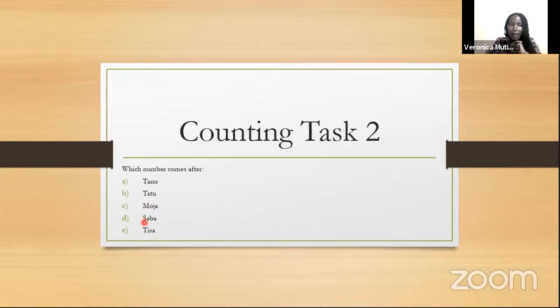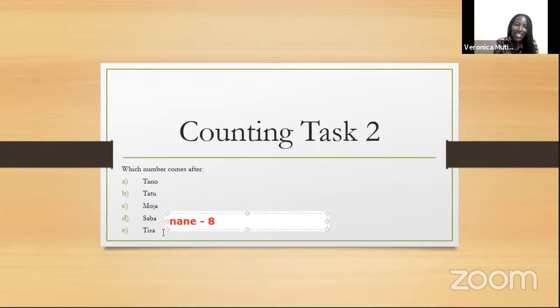What comes after saba? Shannon? Oh gosh, I can't remember. Yes, moja, mbili, saba, tatu. Seven is saba. So 8 in Swahili is, Frank, do you remember? Nane. Yes, nane for 8.